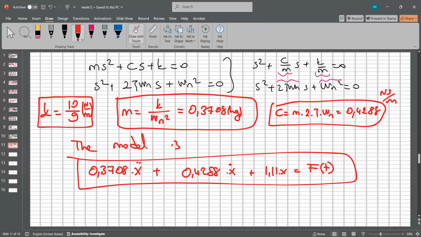And so if we have the information about the Wn and zeta, we can derive and we can calculate the proposed M, C, K values from a given graph. Okay? Ready?